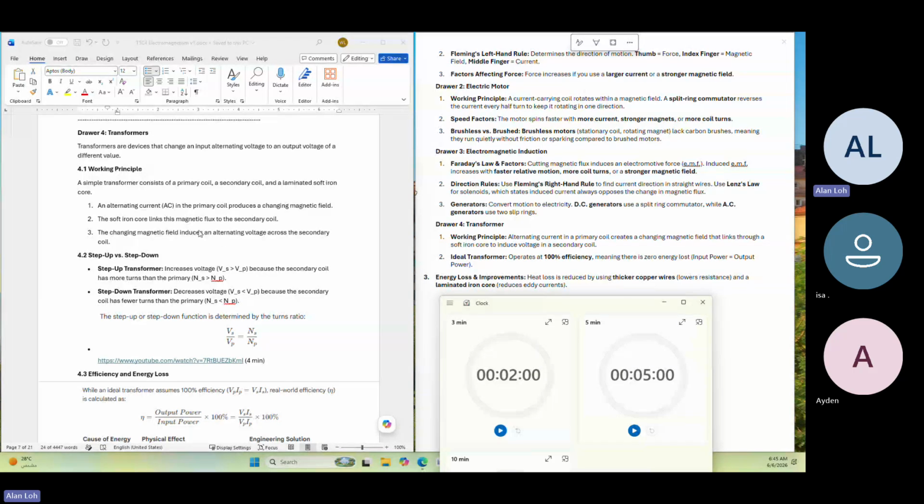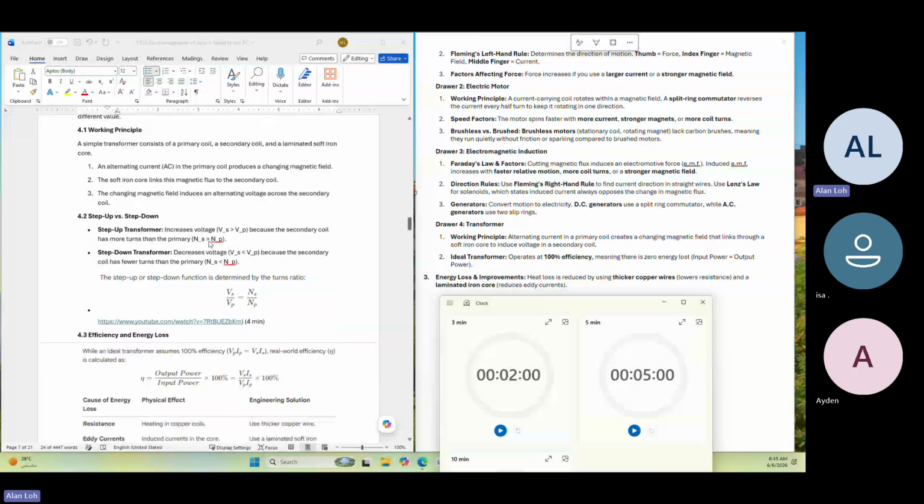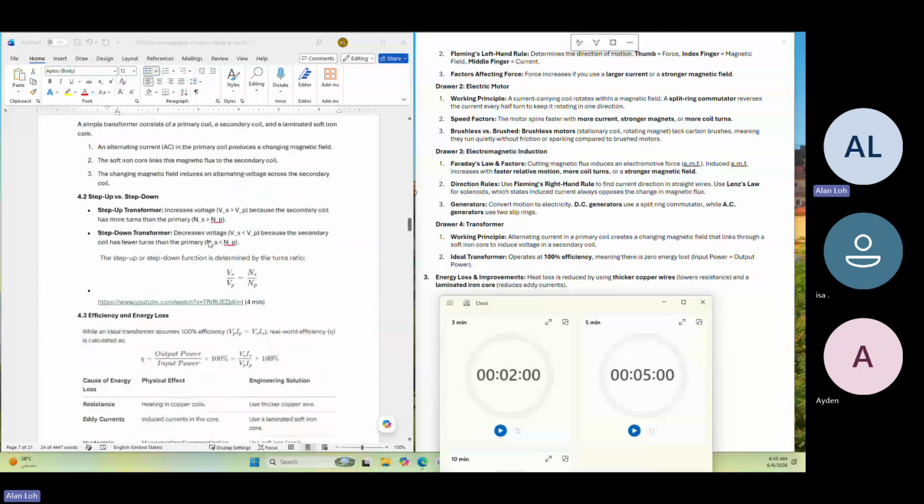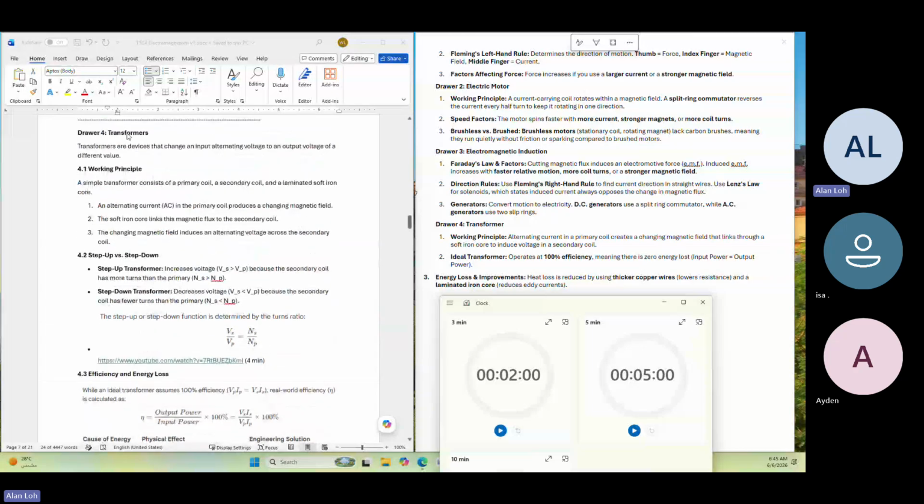So drawer number 4 is transformer. Let's do 2 minutes from drawer number 4, transformer, 4.1 until 4.2. 4.3, we will leave it for another part. Let's start now.